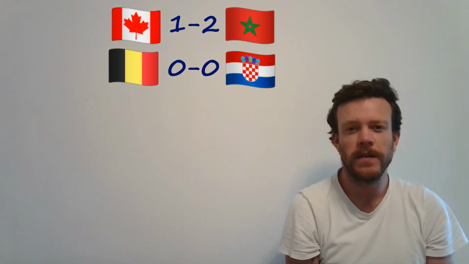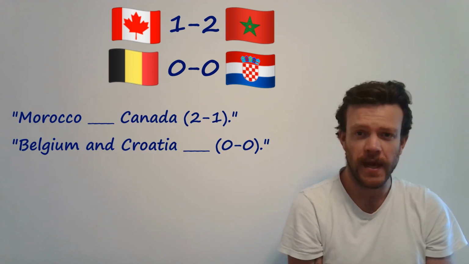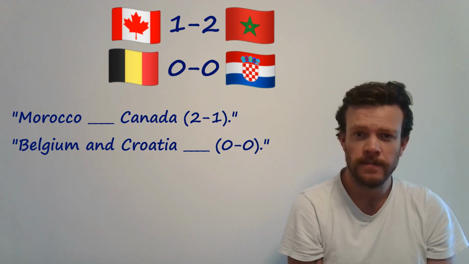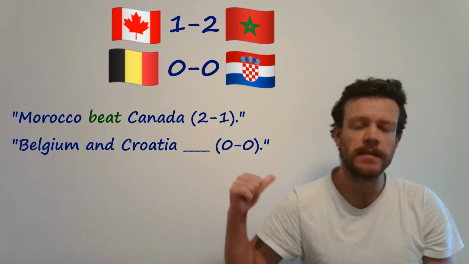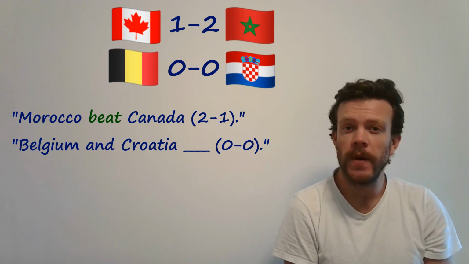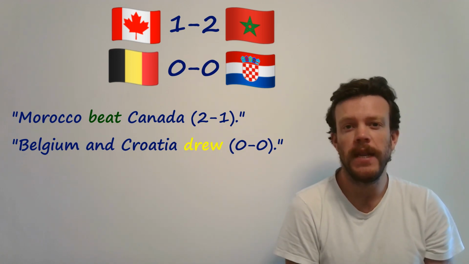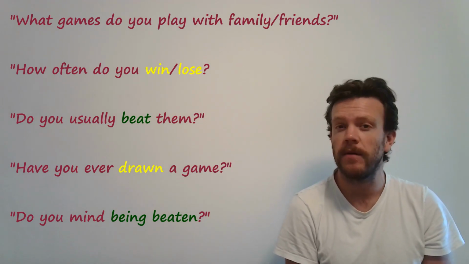And just pause the video once again, look at the scores, and complete the sentences for the final group games. And well done if you said Morocco beat Canada 2-1, and Belgium and Croatia drew 0-0. And finally today, we've done a lot of talking about football, which maybe isn't your thing. So just write, say, or discuss the answers to these questions, talking more generally about games.